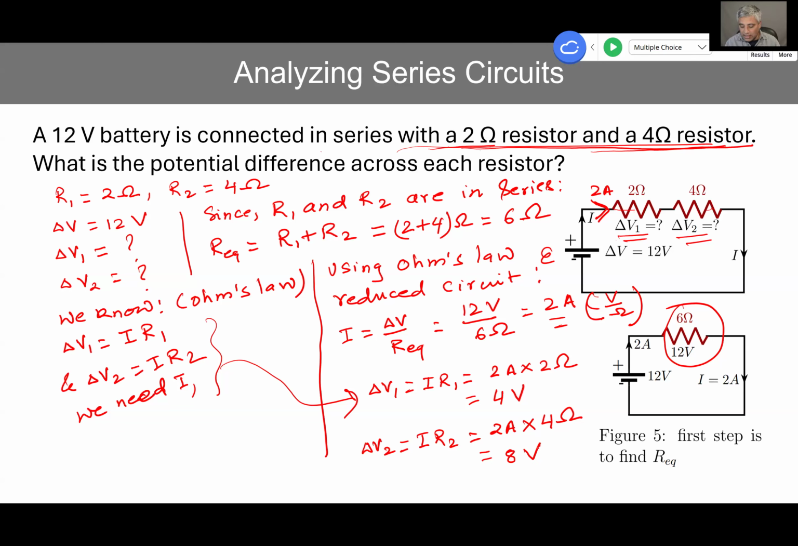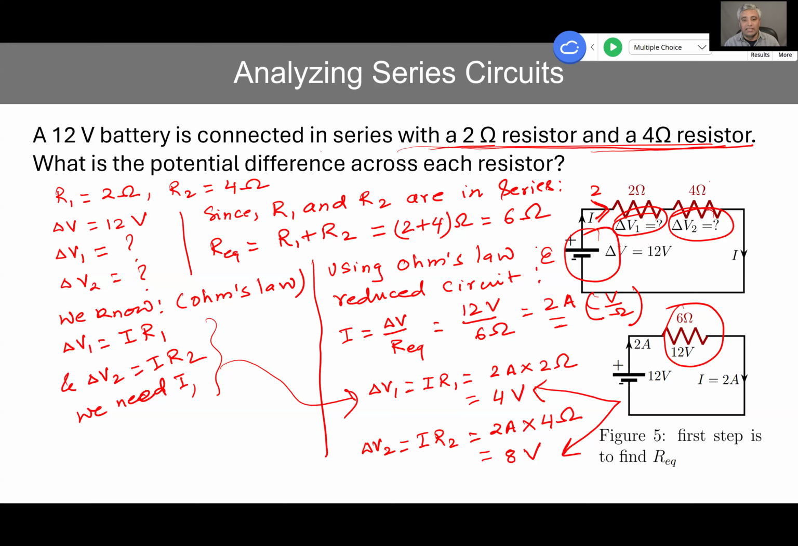So what do we see here? Out of 12 volt, 4 volts went to this 2 ohm resistor and 8 volt went there. So total of 4 plus 8, total of these two is equal to delta V. So when we have series, it turns out that the sum of the voltages here and here is equal to the sum of the voltage that is available from the battery.